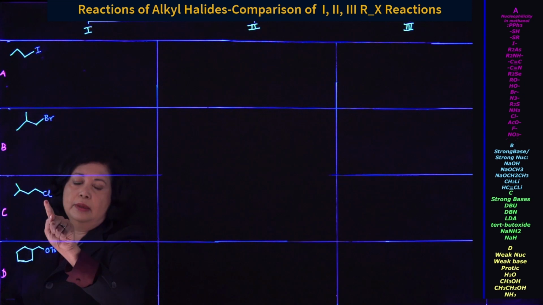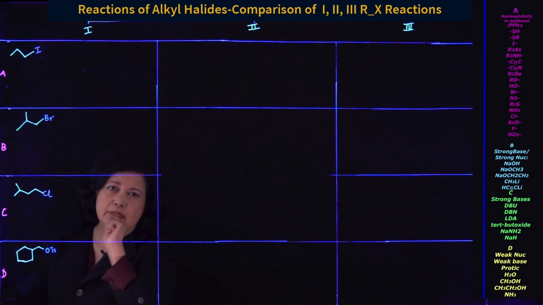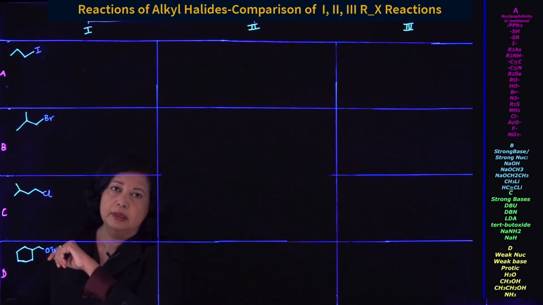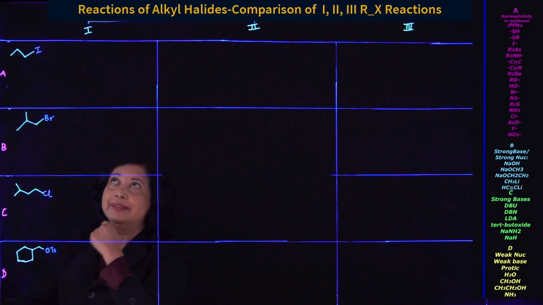Bromide is a better leaving group than chloride. Fluoride is not really good. It's 3.2 pKa. It's not a good leaving group. This OTs was -2. So that is also a very good leaving group. All right, let's start.